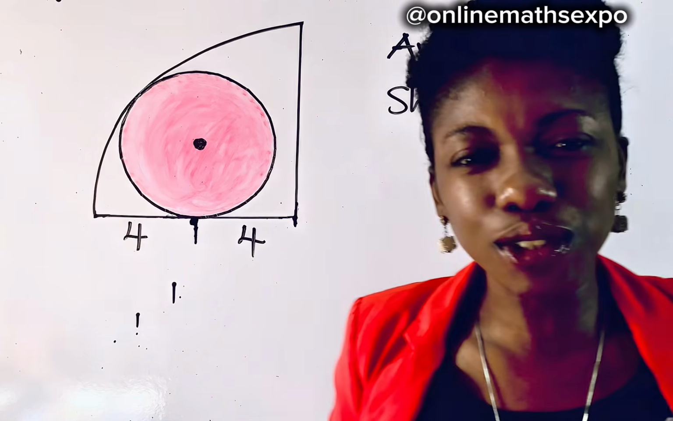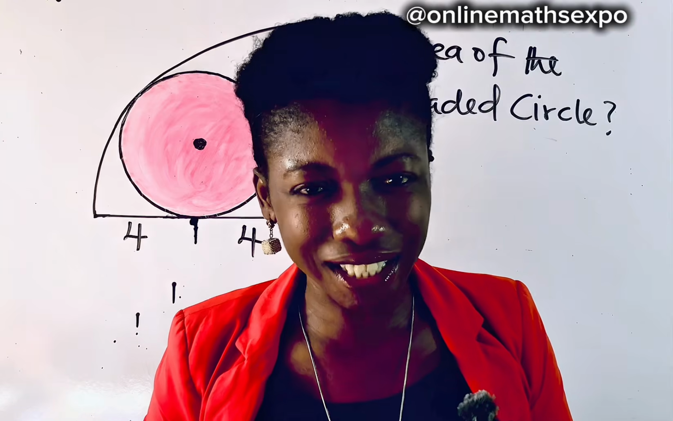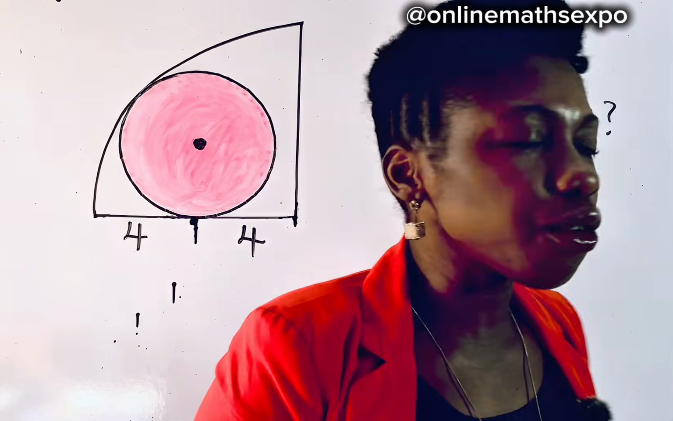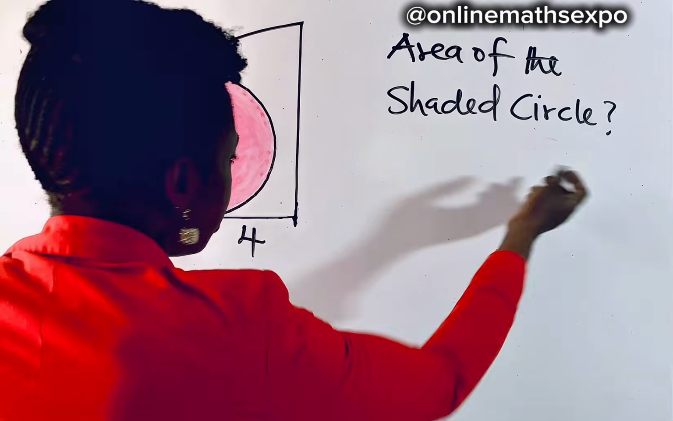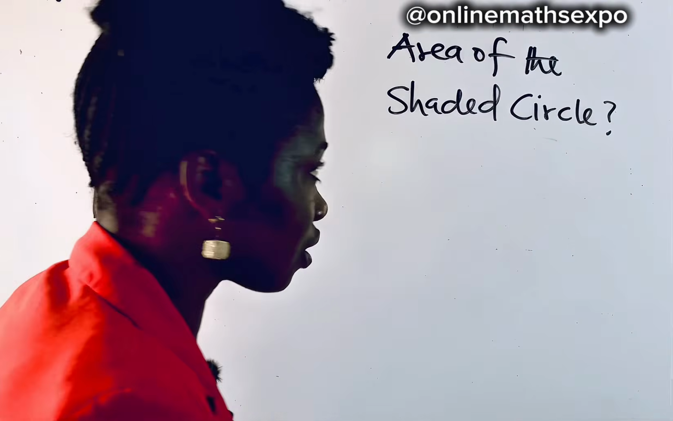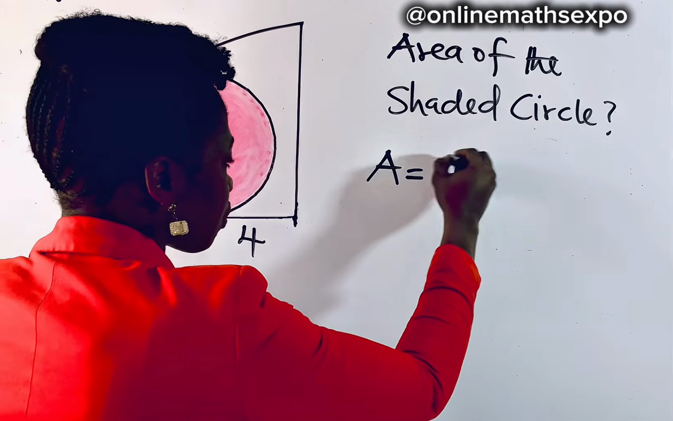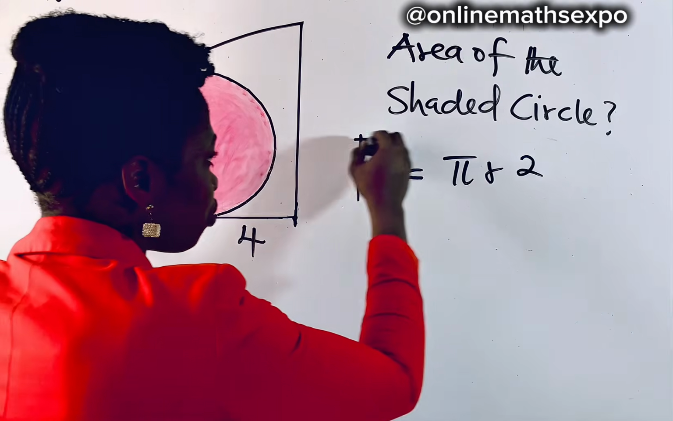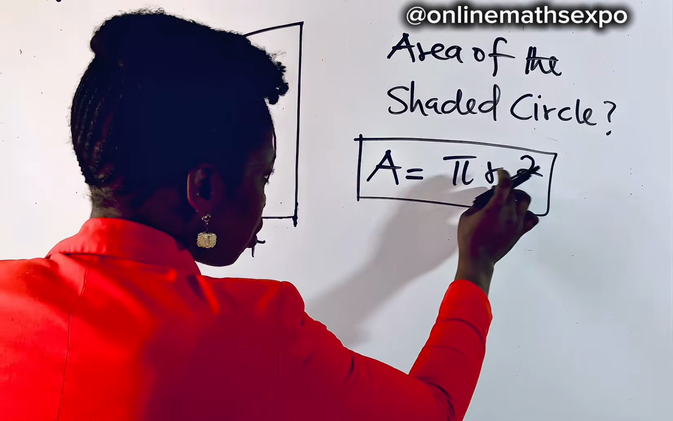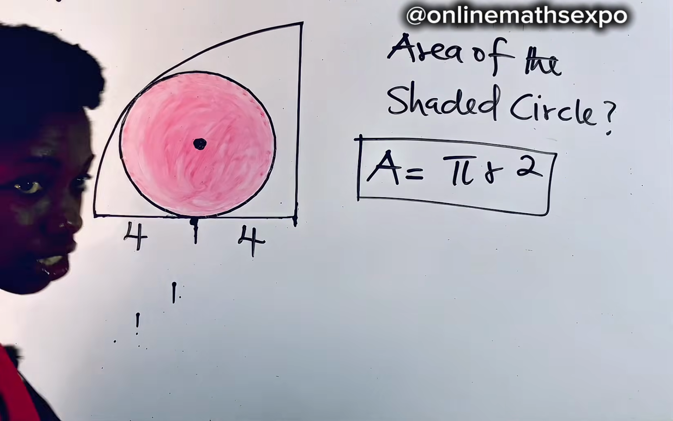Is it something you can do? Don't worry, I'm going to take you through that step by step. Now, for us to find the area of this circle, we know too well that the area of a circle is always given as pi r squared. So if we can do this, it gives us the area of the given circle.